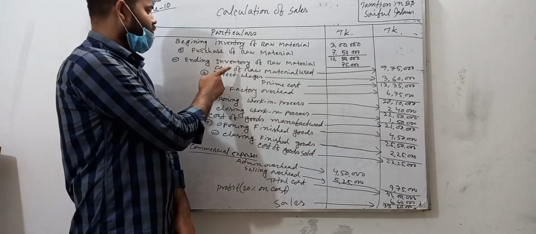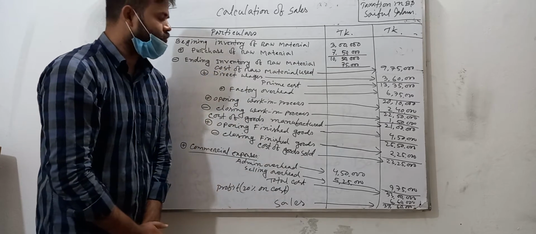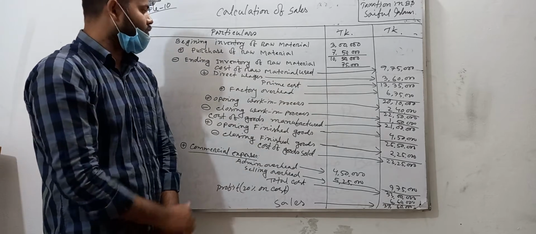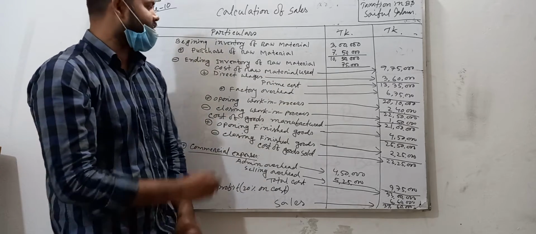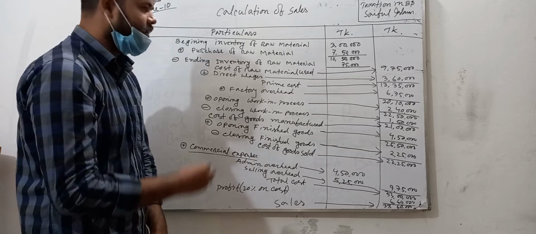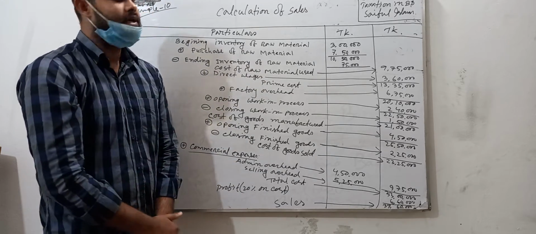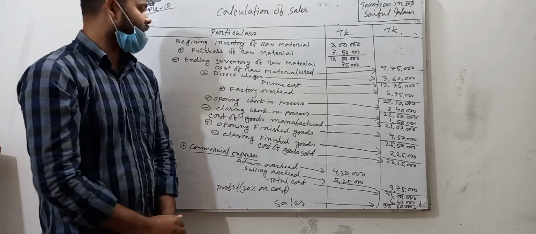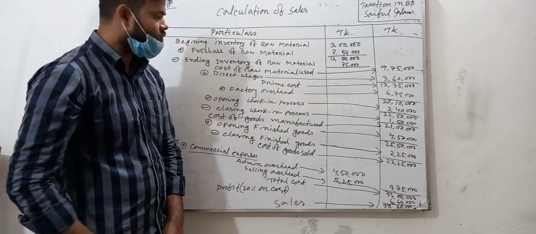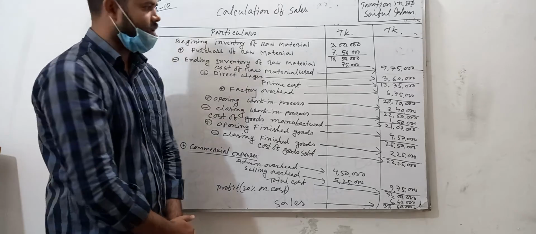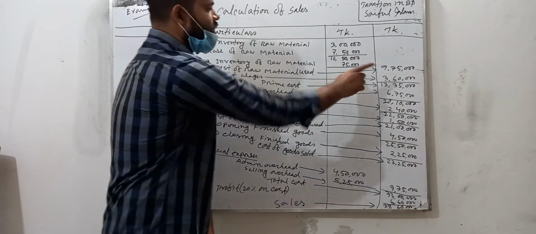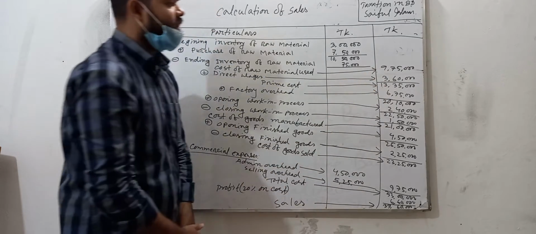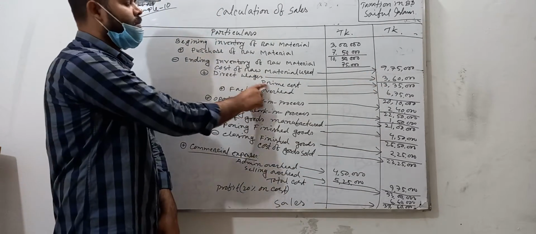We know the cost of raw material used. When we get the cost of raw material used, we add direct expenses such as direct labor, direct wages, etc. Given in the question, there are direct wages, so we will add direct wages. Direct wages in the question are 3 lakh 60,000. Then we find 13 lakh 35,000. That will be prime cost.